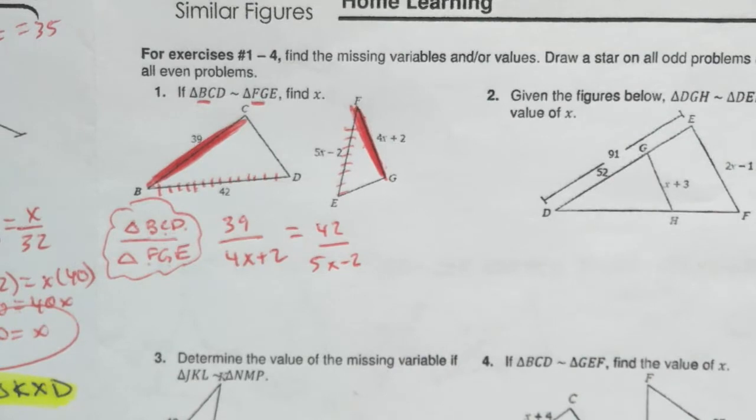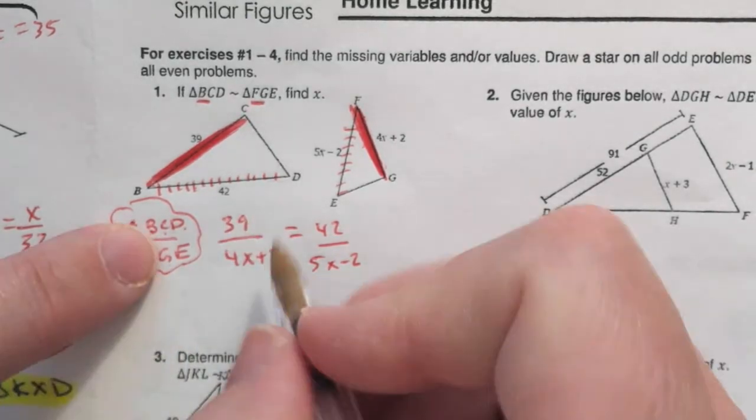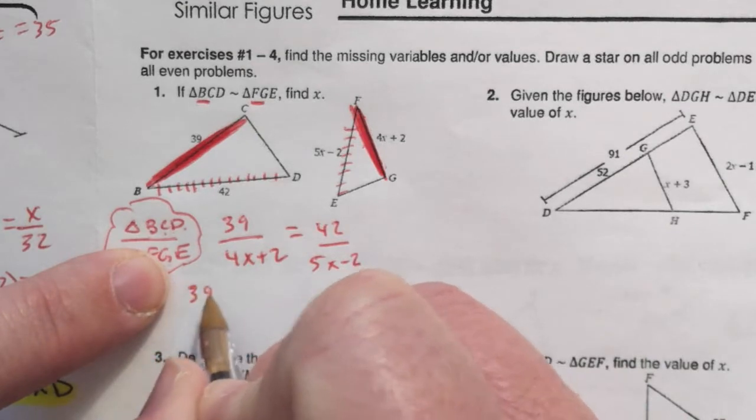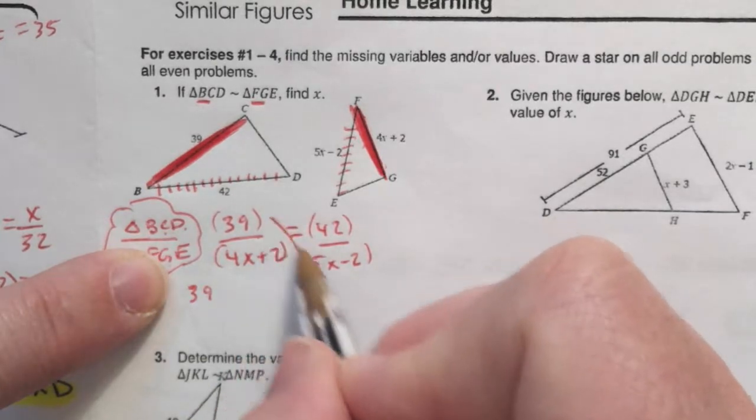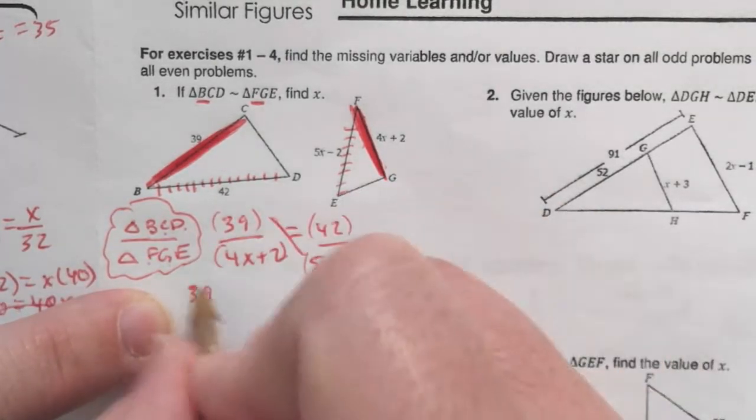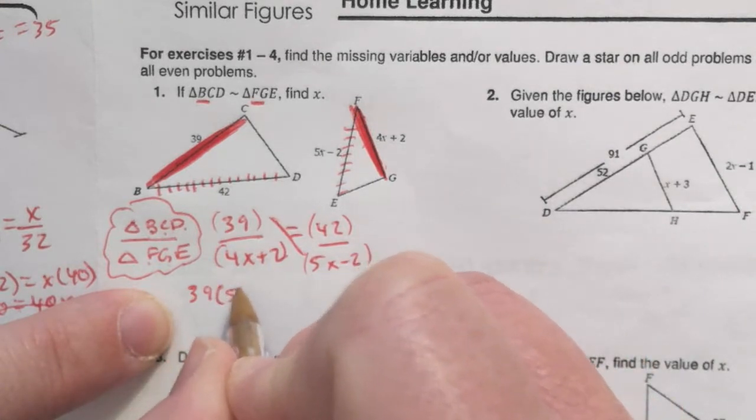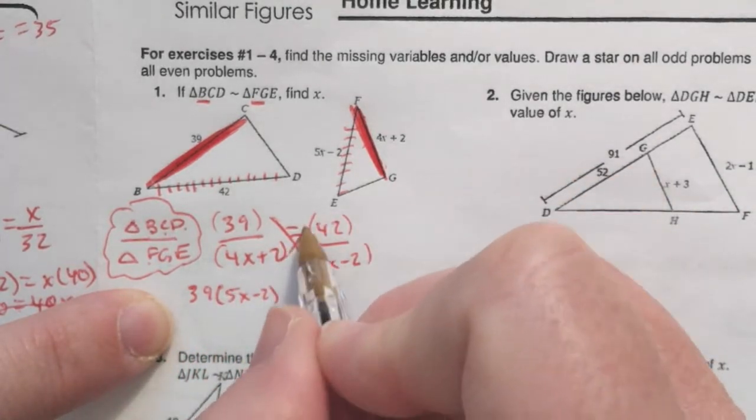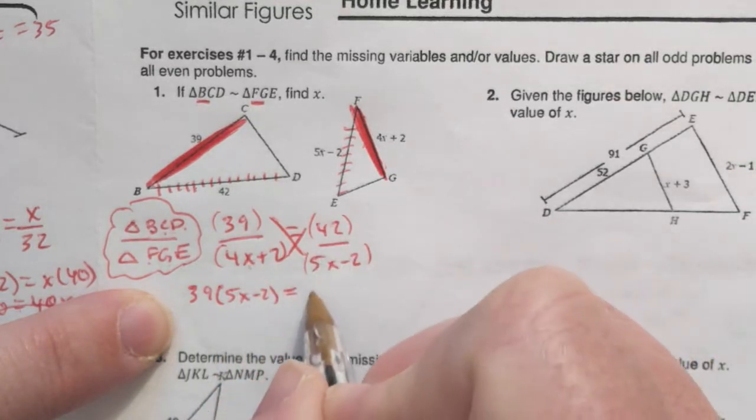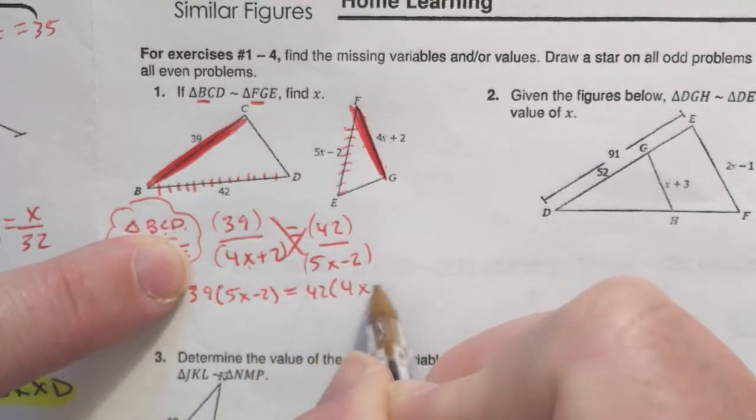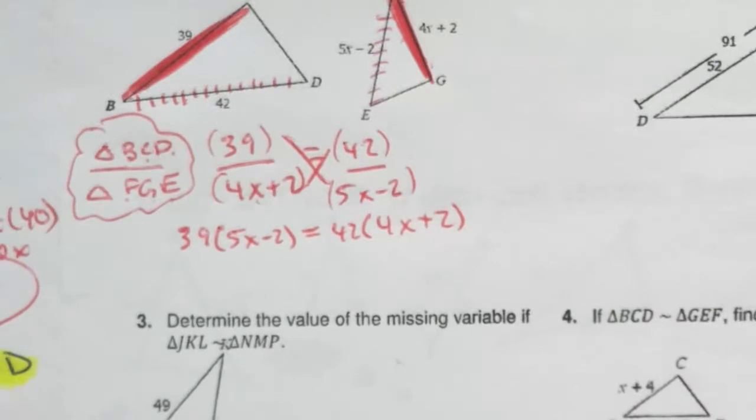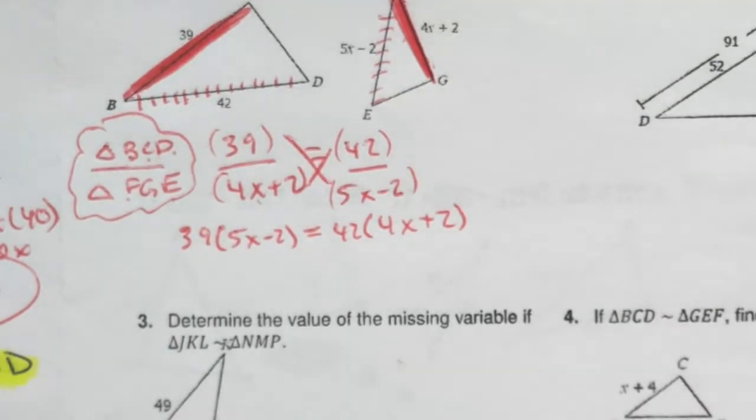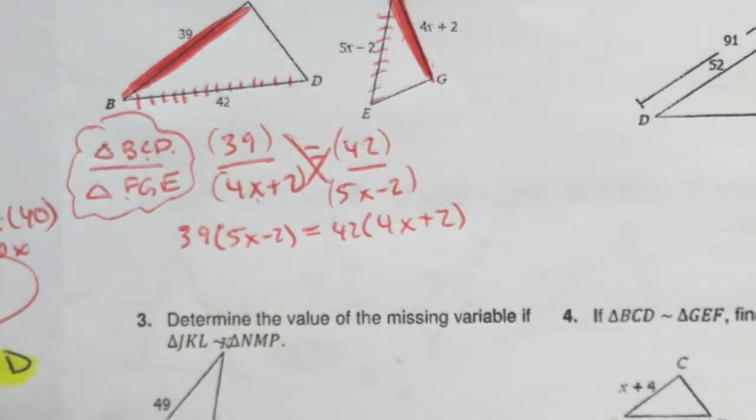Now that you have that, you're going to cross product. The 39 is still on top, and you might want to put little parentheses on here to keep them together. These two go together, so we want to get rid of the 5x minus 2, so we multiply onto the other side. And these two go together, so equals 42 times the 4x plus 2. I'm going to zoom in just a little more so you can see that better. Make sure that you have your calculator next to you. That's very, very helpful. If you don't, then you're not going to do very well on this.